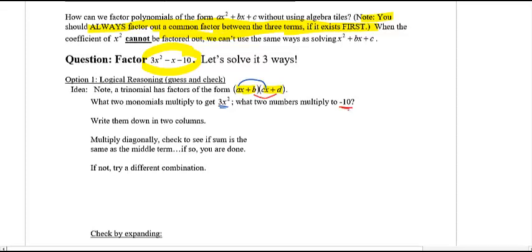So we're just going to randomly guess. I'm just going to guess 3x times x, right? And then for 10, how about 2 and 5? But wait, it's negative 10, so I'm just going to guess, I don't know, make this one negative. Okay, so we wrote them down in 2 columns like this.